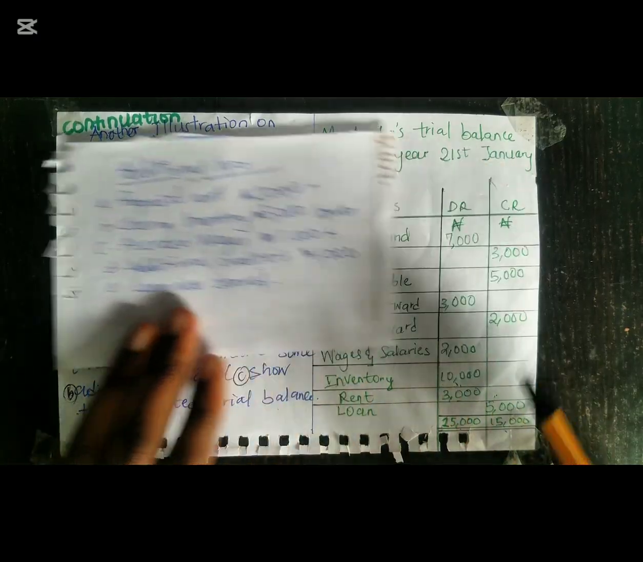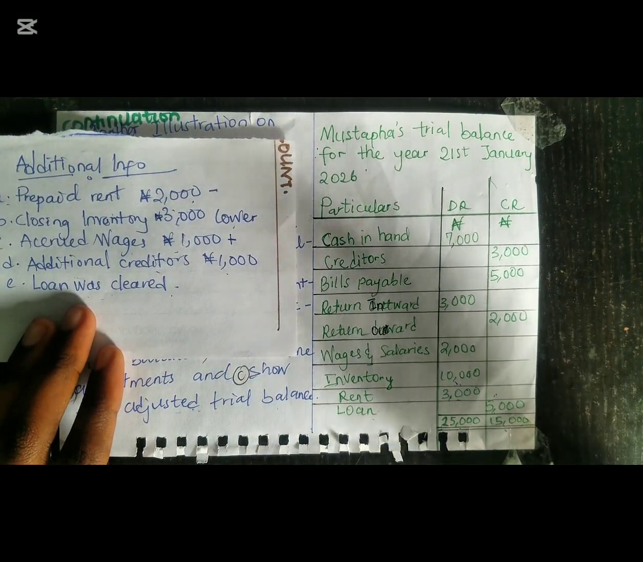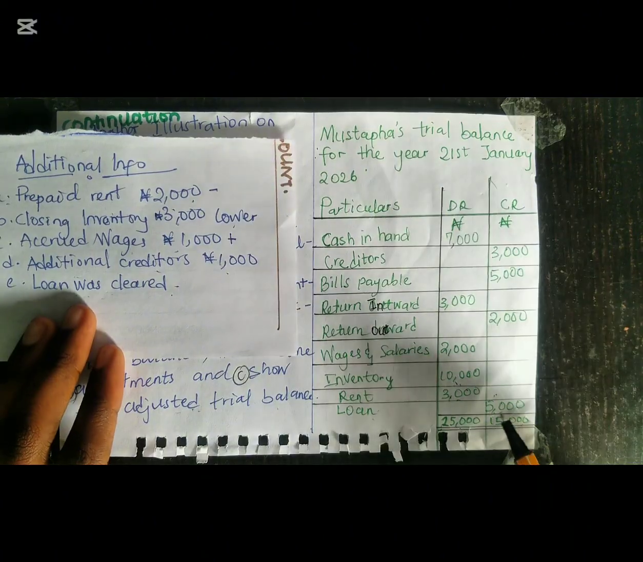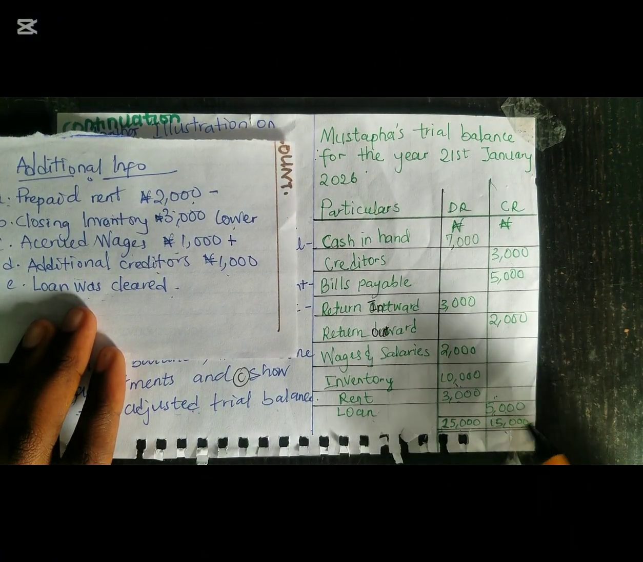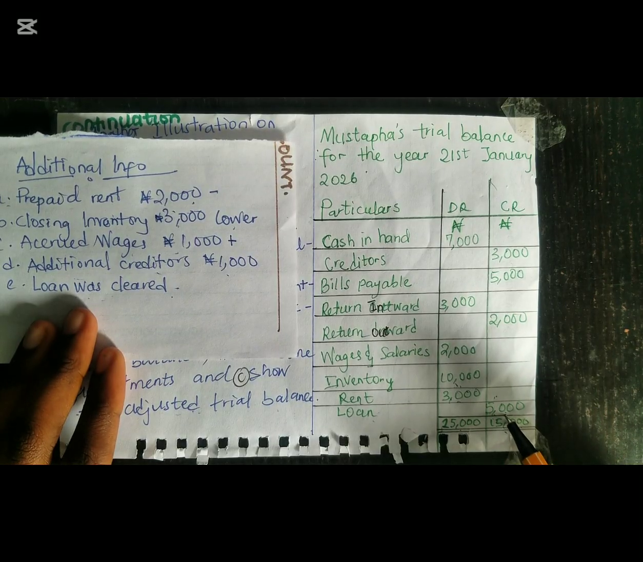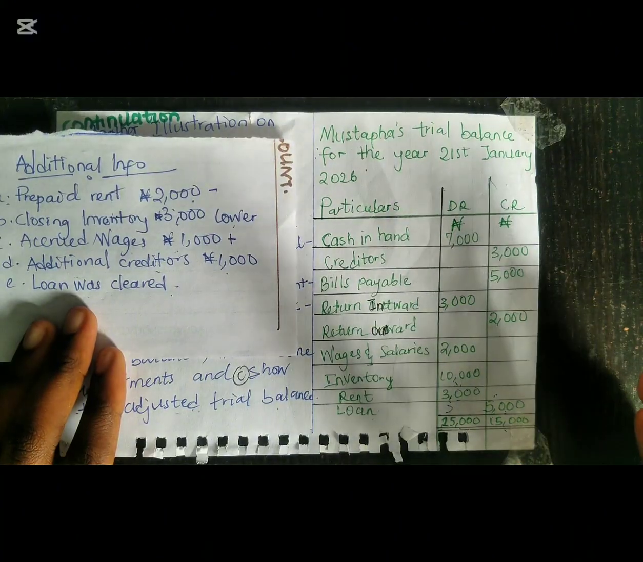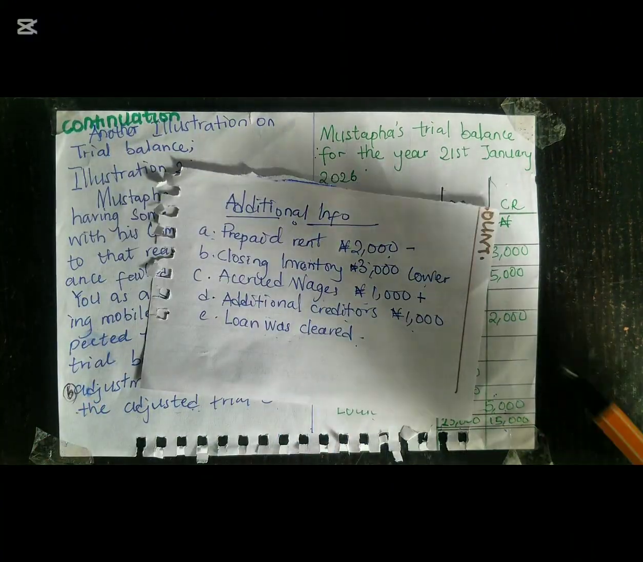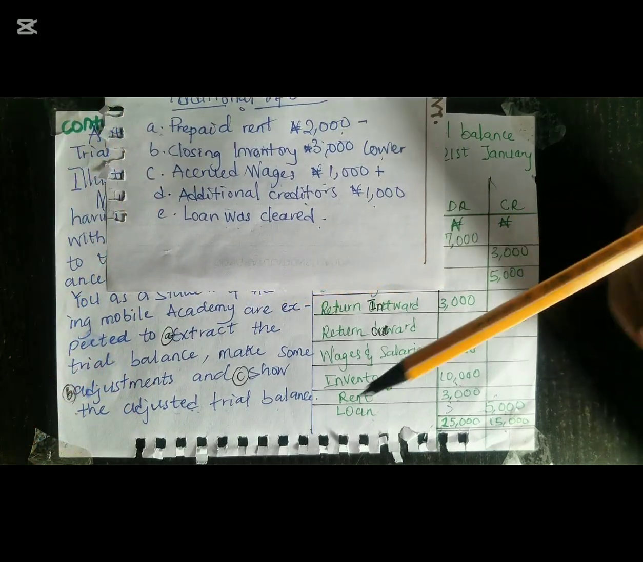Loan was cleared. What this means is that this loan that is here, 5,000 naira, there is no more loan. That means they have already paid their loan. If you put it on the credit side, you're actually going to be having 10,000 naira on the credit side. So we're going to put that 5,000 naira on the debit side to make sure that it clears. Do we understand?